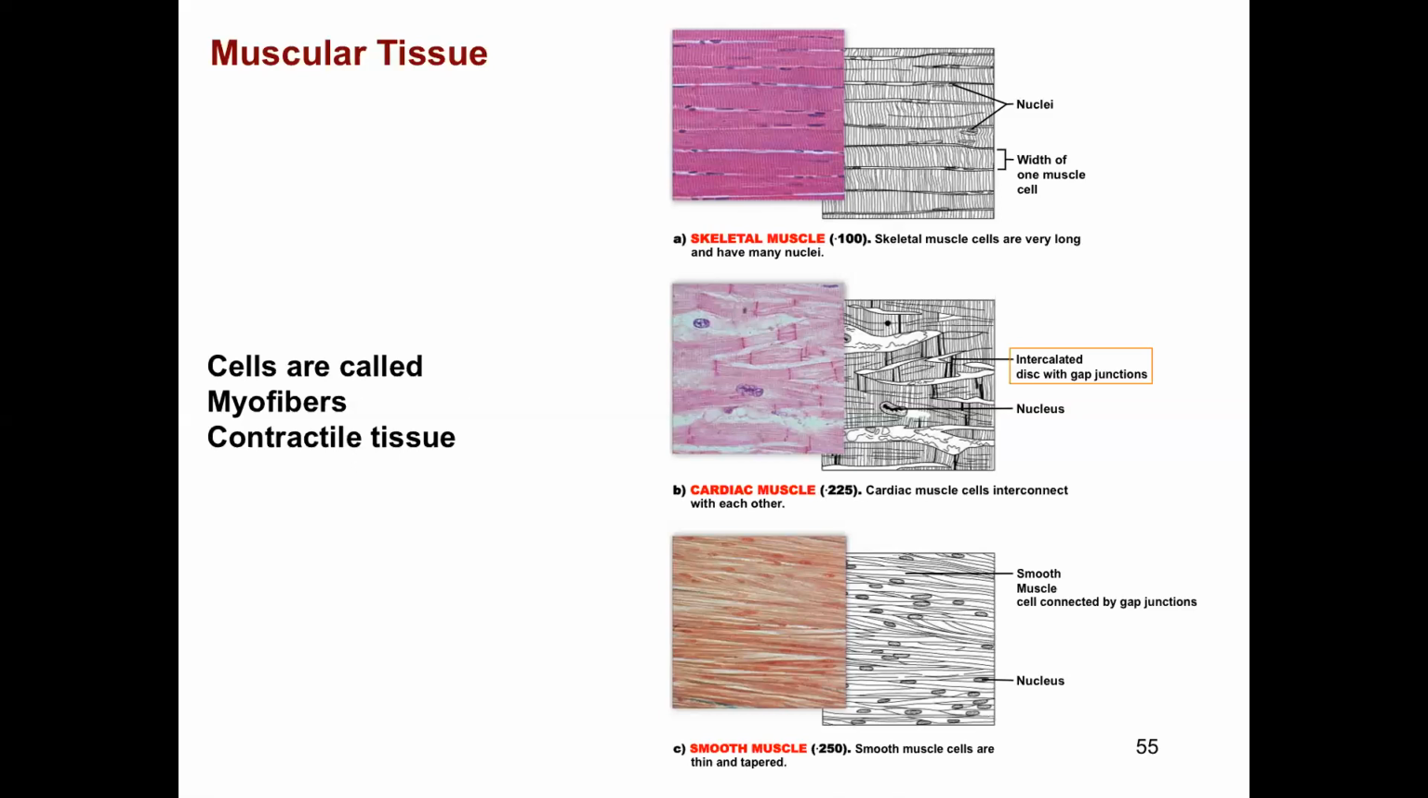In some cases, you'll also find gap junctions here, all right? So if you have a whole bunch of smooth muscle cells that have to work together, very often there'll be a gap junction between those cells. But you're not going to find intercalated discs. That's specifically cardiac, all right?